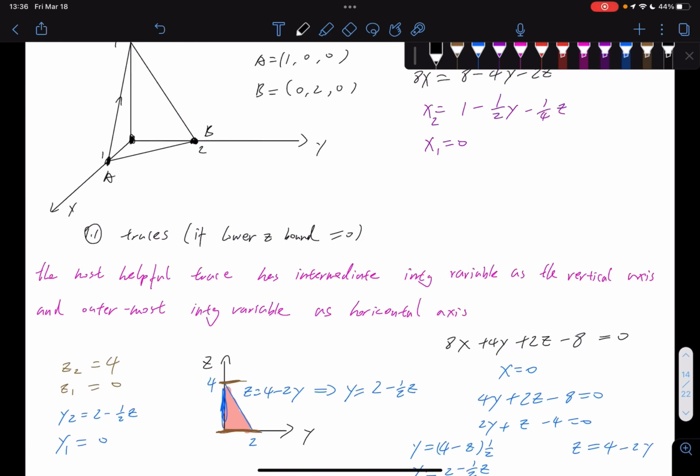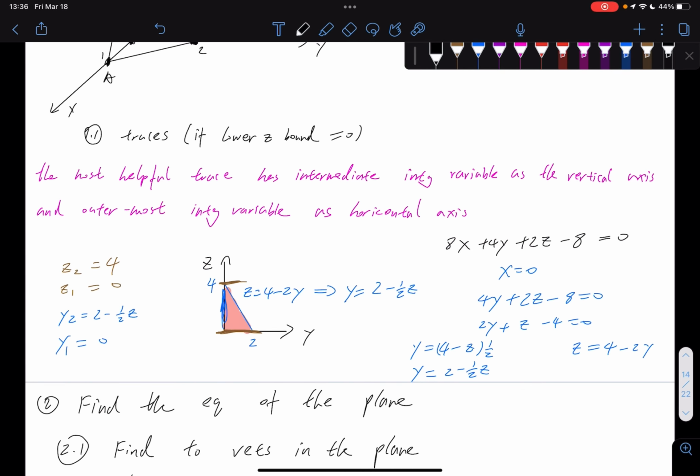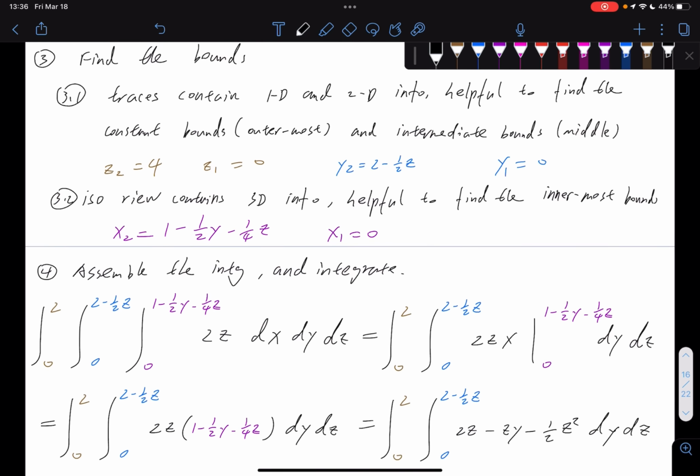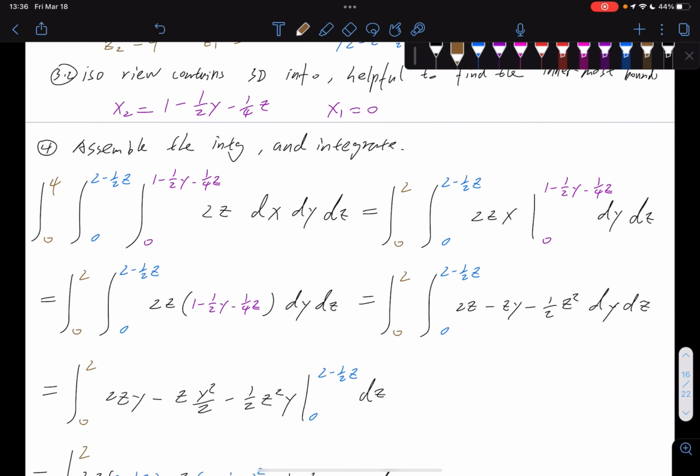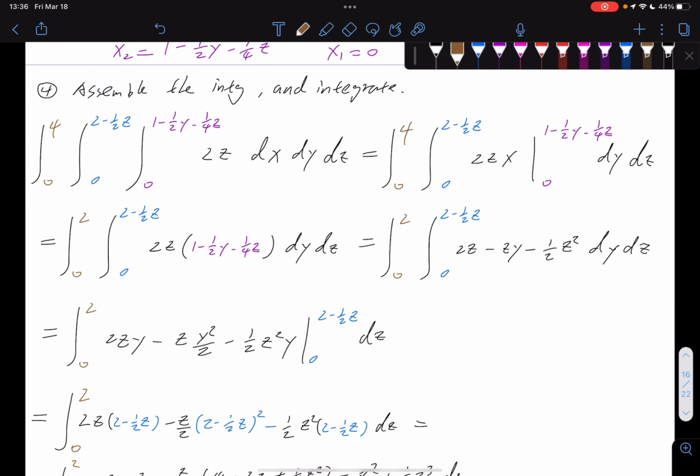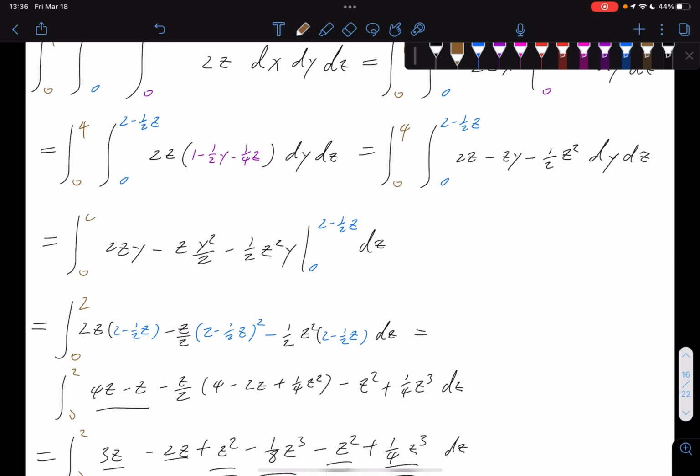Wait, hold on. Is z? Yeah, that's what I'm talking about, right? Z is to the fourth, not to 2. Never mind. I'm very sorry. It's 4, and 4. Sorry for all of those mistakes.